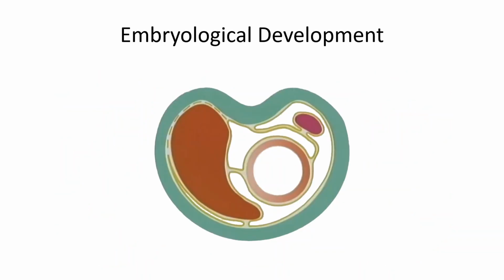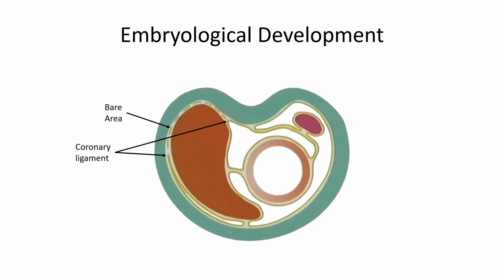Superiorly, a portion of the visceral peritoneum covering the liver fuses with the parietal peritoneum covering the diaphragm. This region of the liver is known as the bare area, since it's not covered in peritoneum. The peritoneal reflection off the diaphragm surrounding the bare area is known as the coronary ligament, due to its resemblance to a crown.